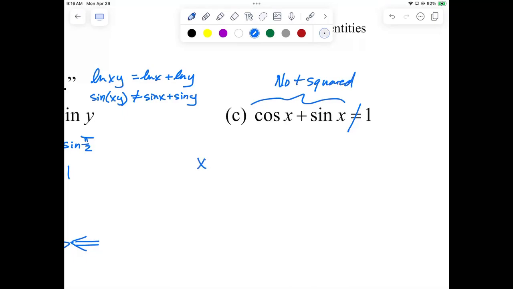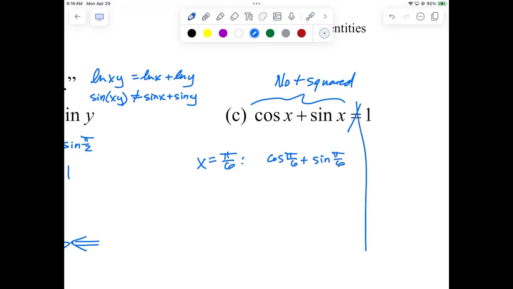Let's pick an angle. Let's pick an angle like pi over 6. Watch, I'll show you. Cosine of pi over 6 plus sine of pi over 6. We'll draw a line down the middle. That's going to be square root of 3 over 2 plus 1 half, which is the square root of 3 plus 1 over 2. Does that equal 1? No, they have to be squared.